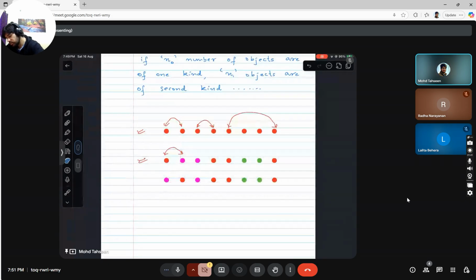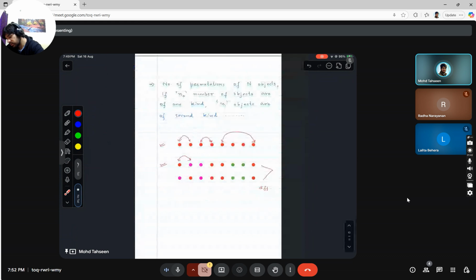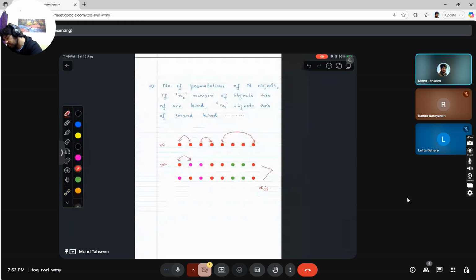So these two configurations are different, these two configurations are different, right. If I do the same thing, like I exchange these two, it gave a different configuration. If I do the same thing for this, it will not give me a different configuration, it will still be the same, right.